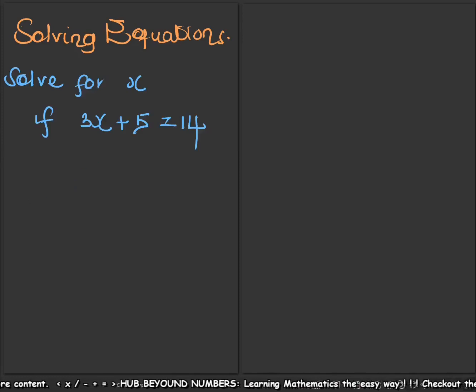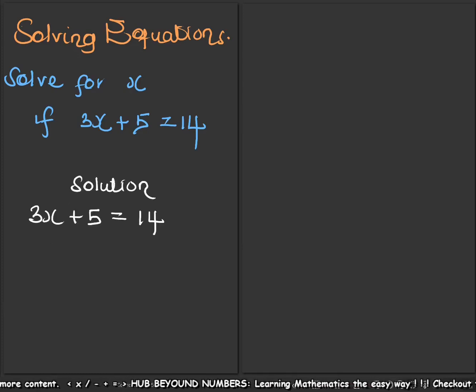Learning by solving some examples, the question here says we have to solve for x if 3x plus 5 is equal to 14. Now, if you look at it carefully, you realize that you have the variable only on one side, right? This is the variable we have over here. Apart from the variable, we want to take out anything that isn't the variable. So apart from the x, we want to move any other term.